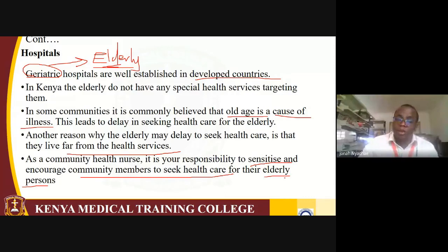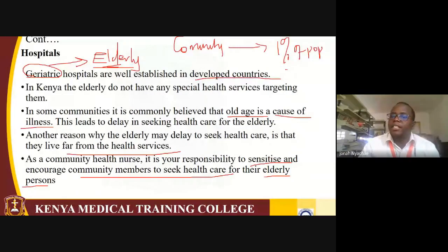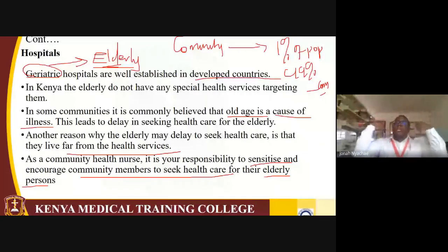One thing I have to tell you as community health nurses: in the hospitals, we only have 1% of the population. The 99%, if you agree with me, are in the community. So you should not close yourself in a room and wait for the community to come to you. You should seek to go and administer preventive care to those people within the community. So you need to go to them.